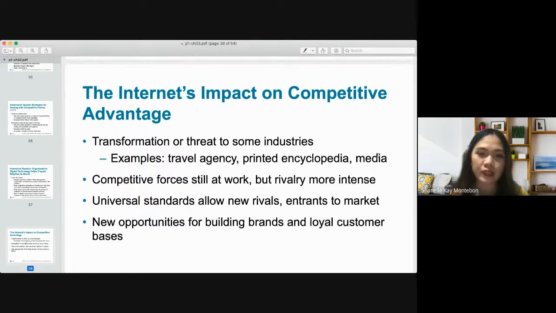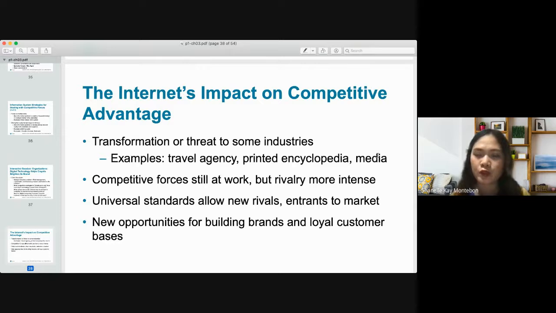So competitive forces are still at work, but rivalry is more intense because they are now using the same internet, the same information is available. So mas grabe kasi iisa lang yung nakukuha nilang information. And it depends on how they use the information available on the internet. Universal standards allow new rivals and entrance to market.